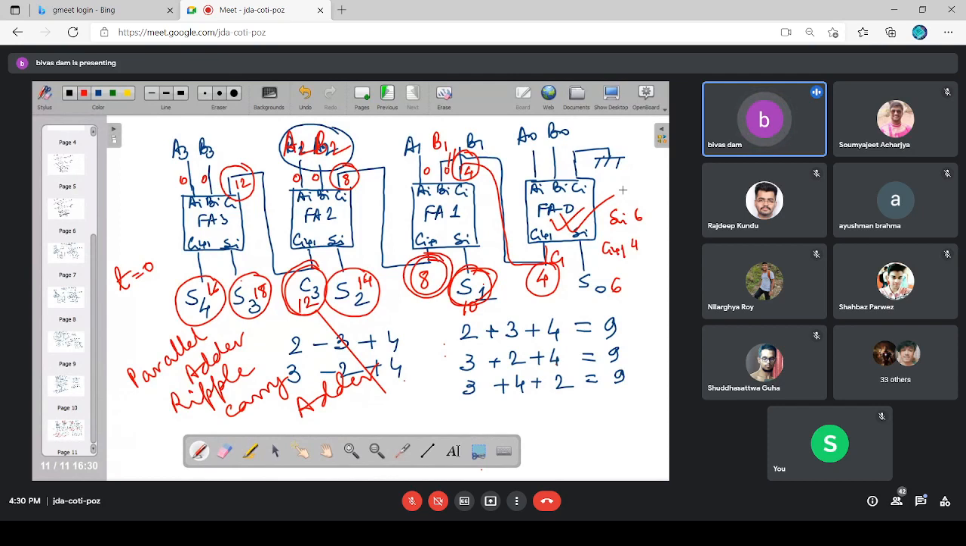Okay, so that's why this type of adder structure is called ripple carry adder, and all these ripple carry adders are of parallel adder category.